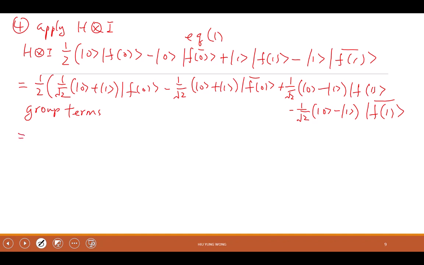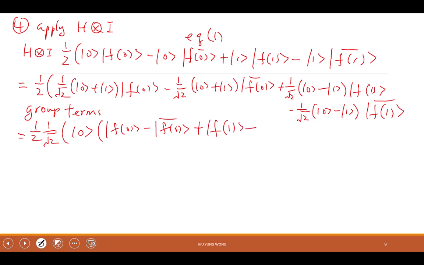What I'm going to do, because I already know the result, of course, after you group it, you will find that I'm going to group the zero terms together for the most significant bit. So this is equal to 1 over 2, 1 over square root 2. And then I'm going to group a term that is zero, right? Which one gives me zero? First, I have f of zero, I have negative f of zero bar, then I have f of one, and then negative f of one, right? I just group all the terms. So let me just copy it: f of zero minus f of zero bar, the whole thing, plus f of 1 minus the whole thing f of 1 bar.